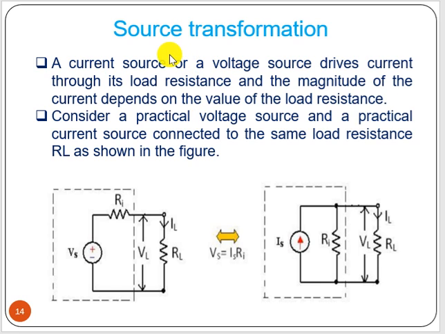Now there is one technique that is called source transformation. Here what happens? We have a voltage source, a resistance, and a load resistance. Now according to Ohm's law, the mathematical expression is V equal to IR, that you have studied in class 10 or 11 maybe. So V equal to IR. Now we can convert this voltage source into a current source.